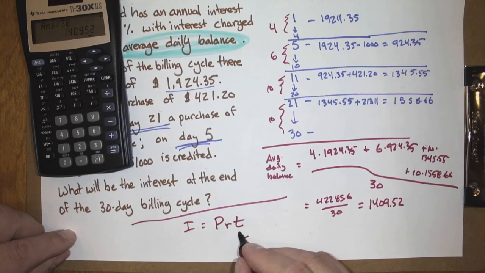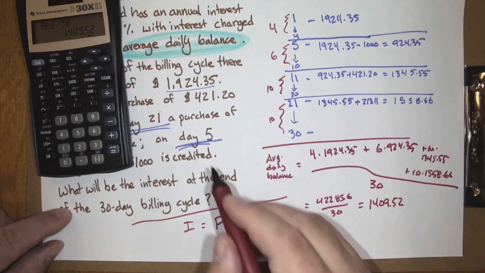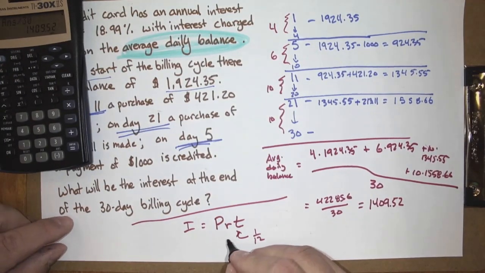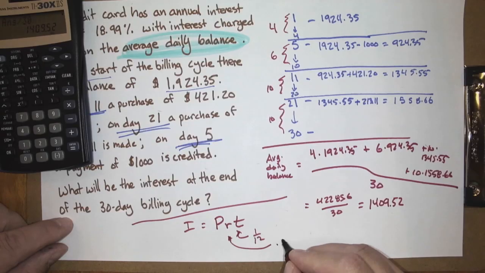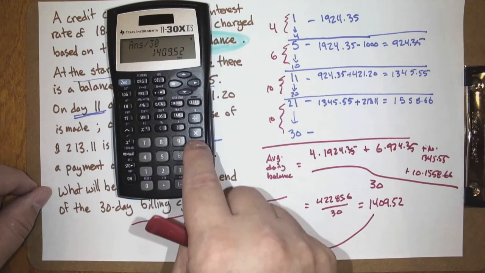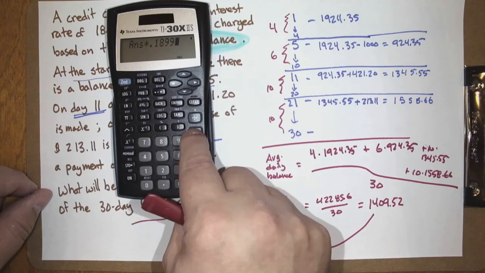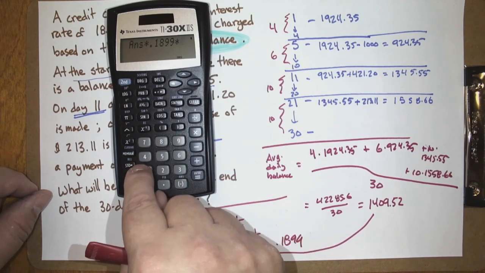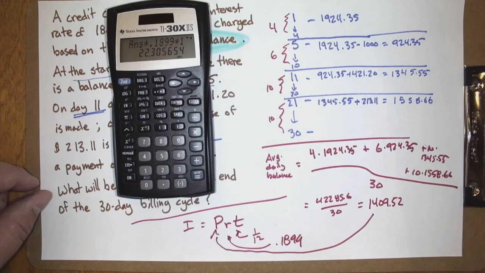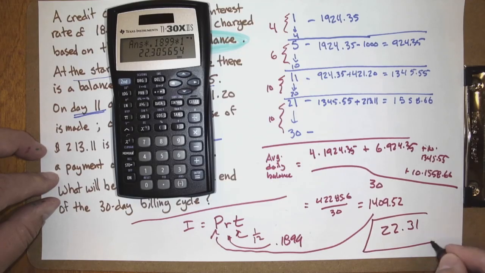Now, your interest, you have PRT. T is 1 month, 30 days, 1/12. R is given as 18.99, so that's 0.1899, and P is that number. So if you take what we just computed, times 0.1899, and then times 1 divided by 12, we get our interest payment of $22.31.